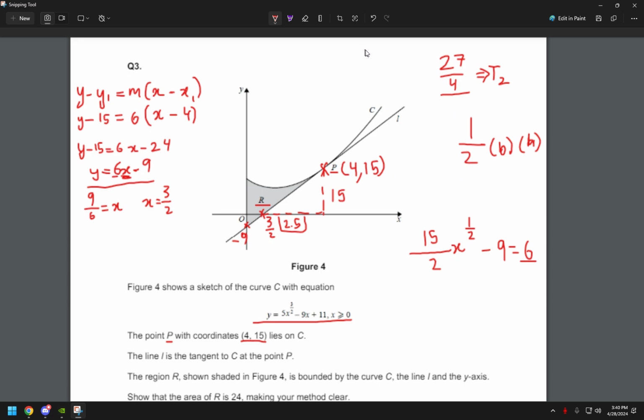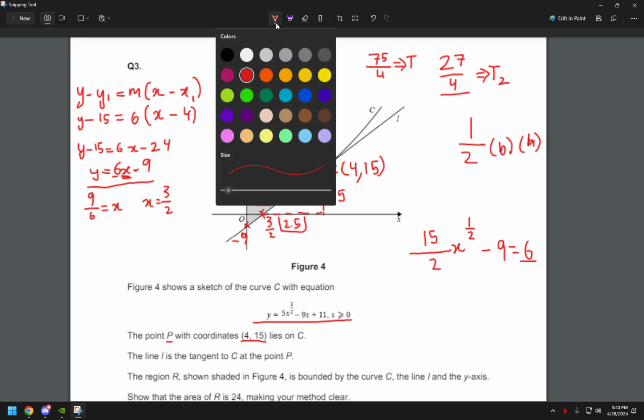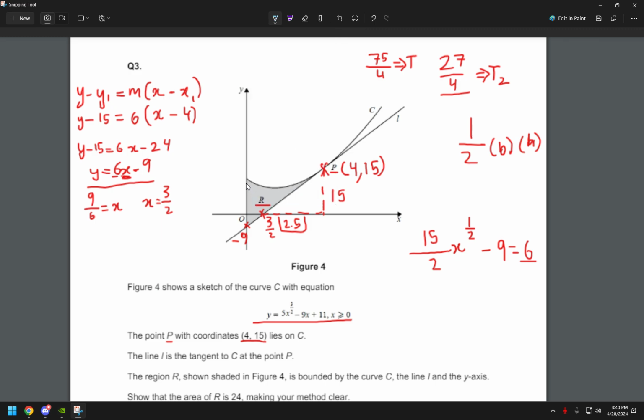So 75 over 4 is the triangle which we subtract from this curve here. Now, to find out the whole integrated bit, you integrate this curve between 4 and 0. Of course, if we sub in 0, it would mean nothing. We want to find out what the area under the curve is between 4 and 0, all of this, so that we can subtract this triangle out of it in the end.